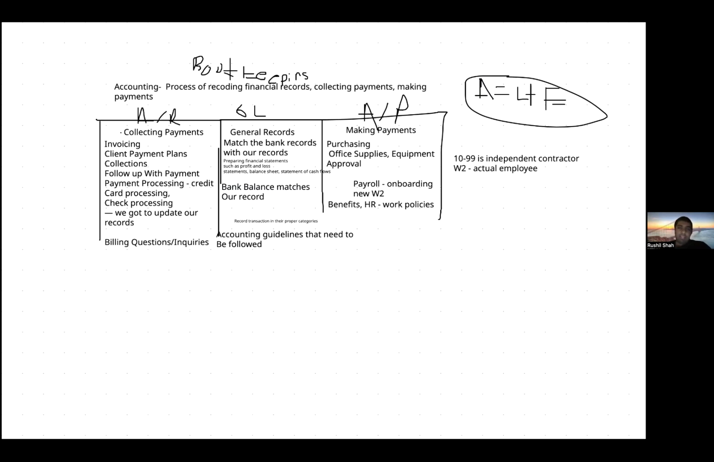Okay, so now we have the 1099 and W-2, and the GL. Then we have benefits, the employee records, and payroll-related questions. And then what we have is vendors. So we have our vendors.